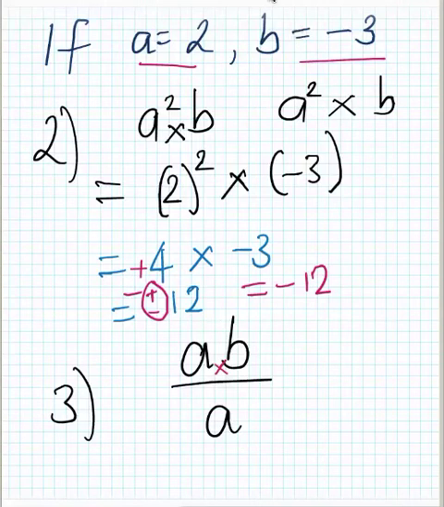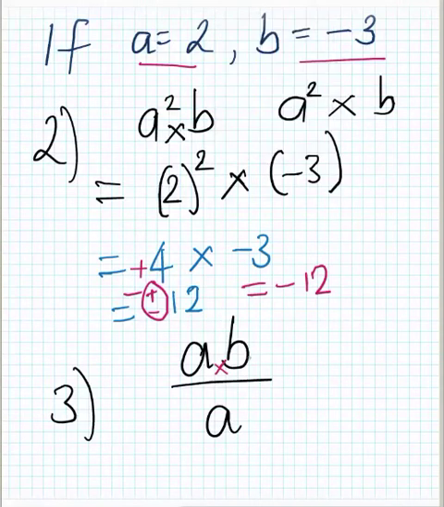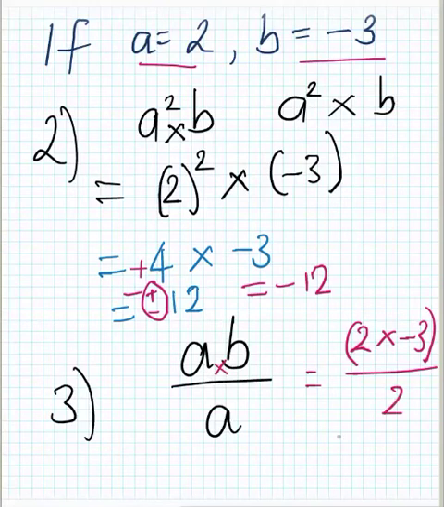And for our last question, we'll keep that colour. We've got A times B divided by A, or over A. So once again, what is A? A is 2, and I'll put this in brackets because we've got to do the top bit first. So 2 times B, which is -3, it's on top, over A, which is 2. It's very important we calculate what's on top first.